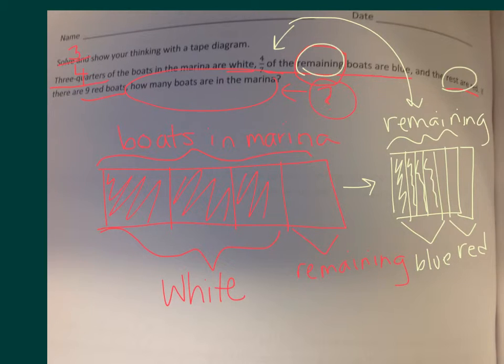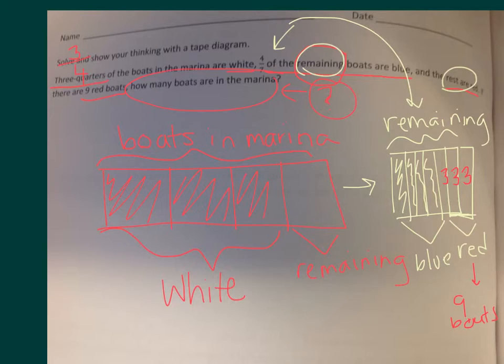Okay? I know that those red boats, I know that there are 9 of them. Okay? That's 9 boats. Well, if I'm looking, there are 3 pieces. So I need to think to myself, how can I equally split 9 into 3 equal parts? Well, I know that 3 times 3 equals 9. I know that 9 divided by 3 equals 3. So each piece is going to be equal to 3.